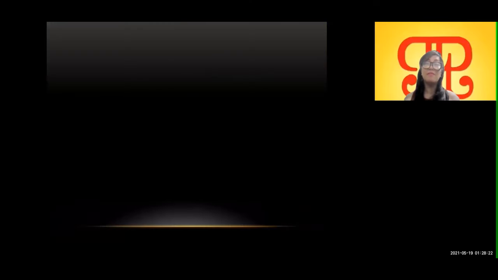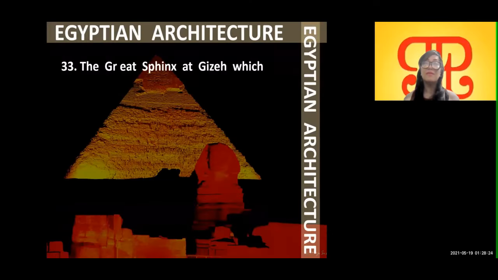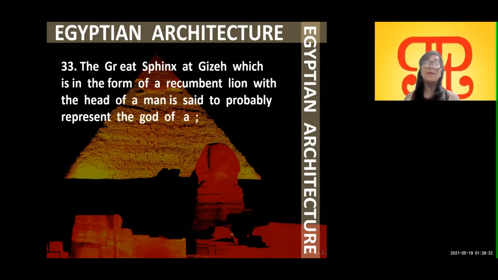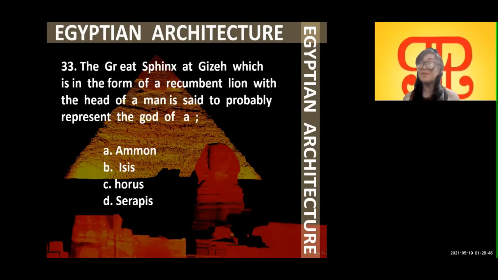Next we have 33. The Great Sphinx at Giza, which is in the form of a recumbent lion with the head of a man and is said to probably represent the god of, is it A, Ammon? Is it B, Isis? Is it C, Horus? Or is it D, Serapis? So the answer here is, yes, it's Horus.